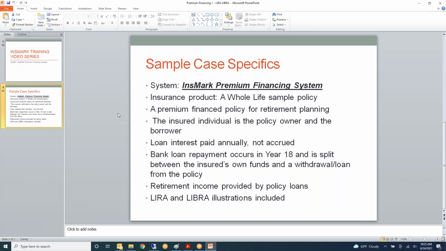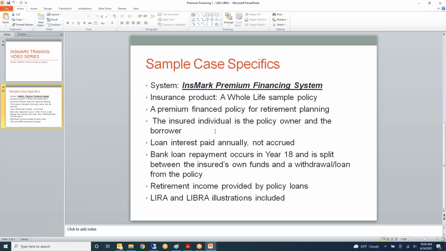The insurance product that I will be using in this example is a whole life policy. You can certainly use IUL, VUL, or whole life. This one happens to be a whole life policy. And this is going to be a premium finance policy for retirement planning purpose.